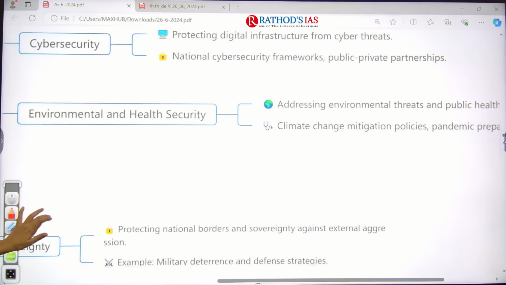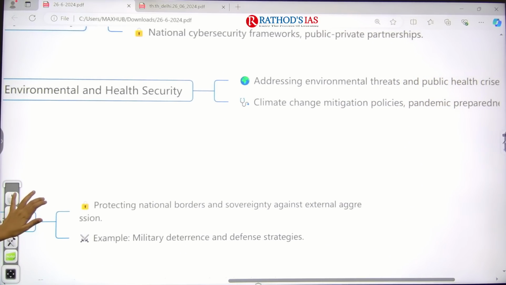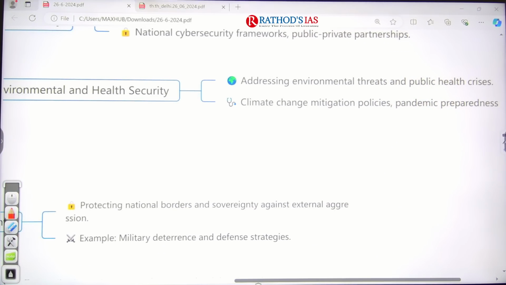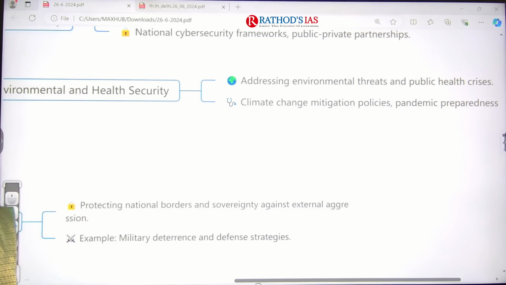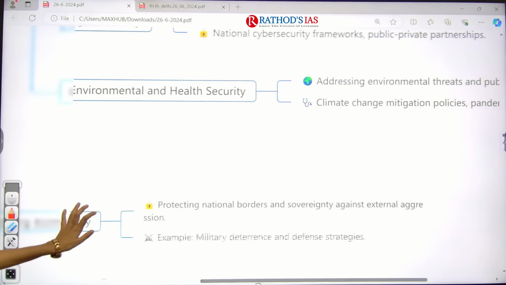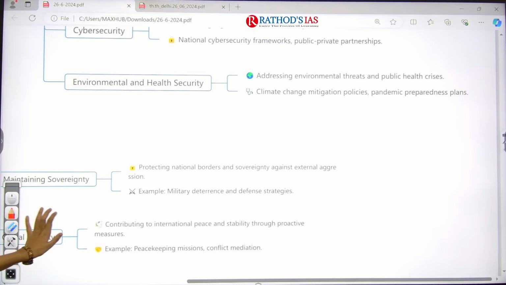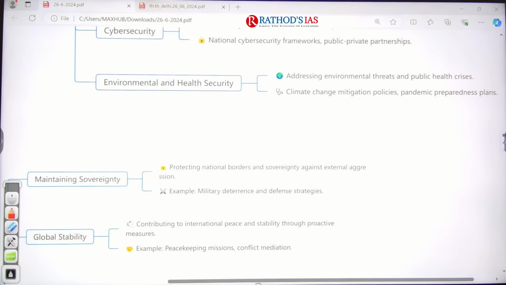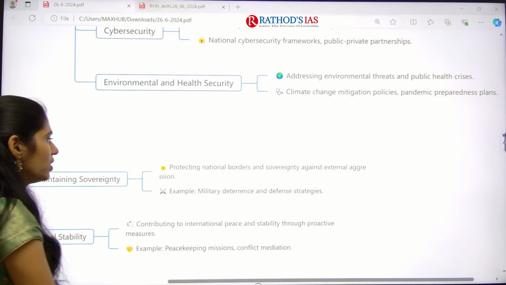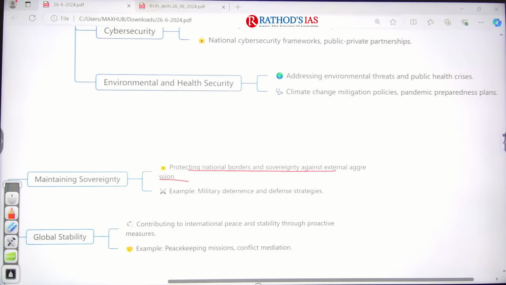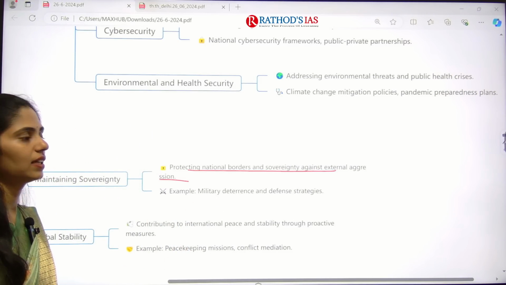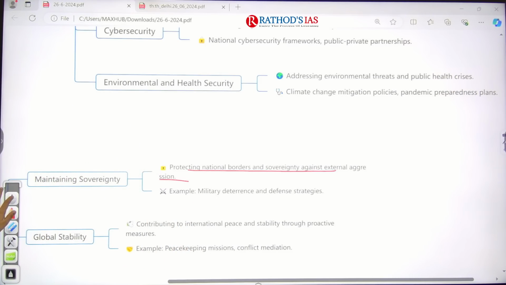And we have to focus on environment, health, etc. For this we have to address environmental threats, public health crisis, climate change mitigation policies, and pandemic preparedness, etc. And next one is we have to focus on maintaining sovereignty. So here we have to protect our national borders and sovereignty against external aggression, and especially focus on military deterrence as well as defense strategies.